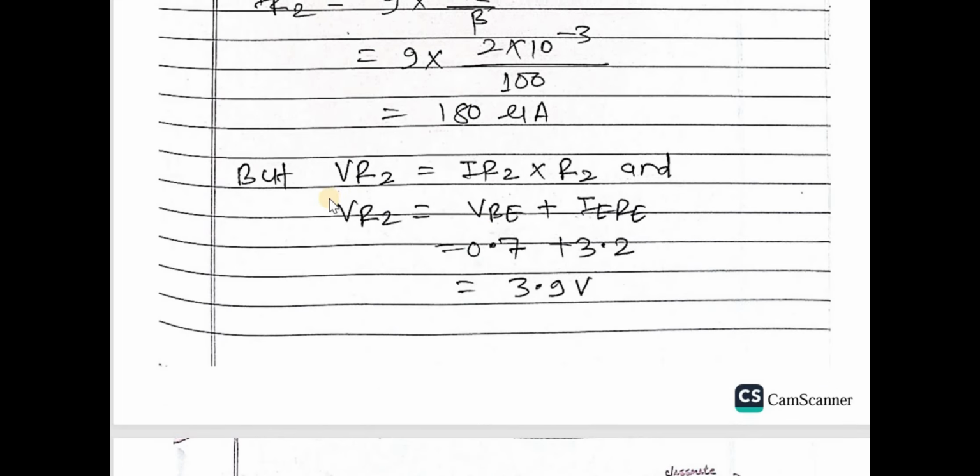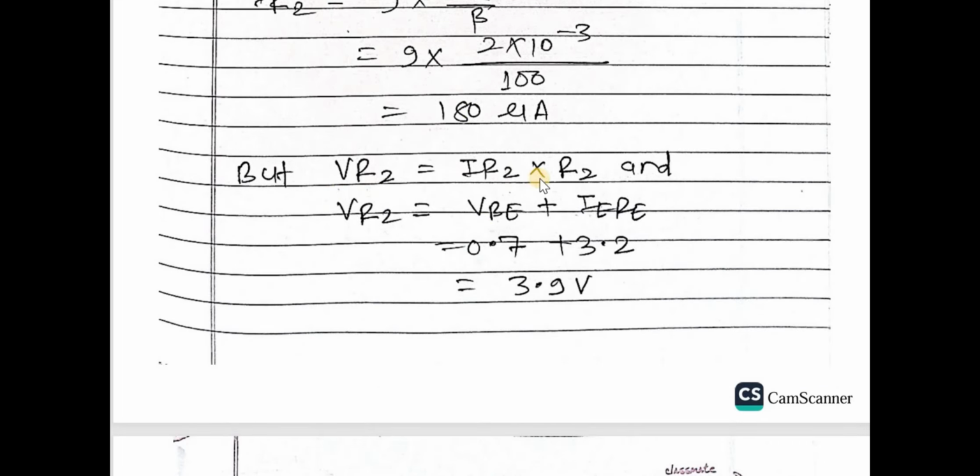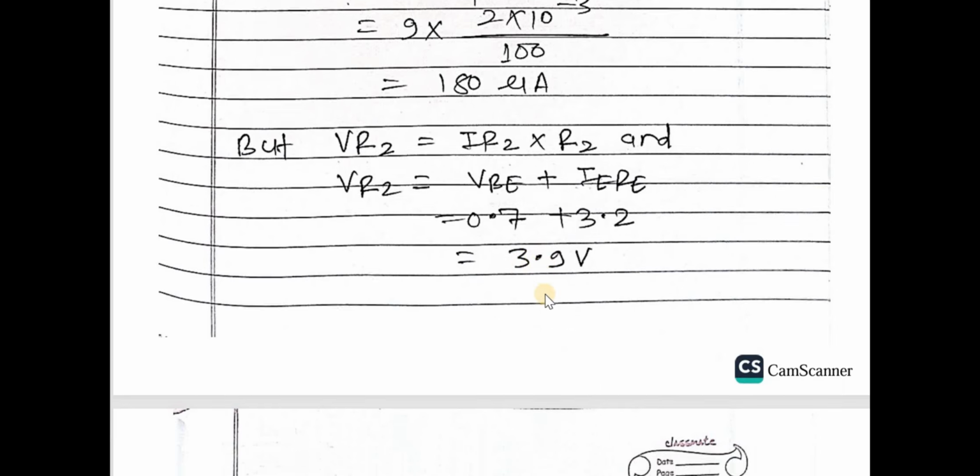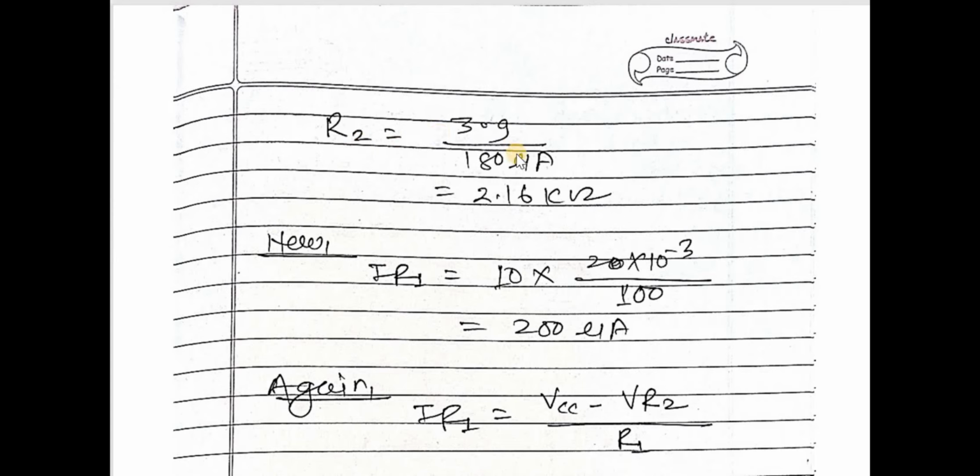But VR2 equal to IR2 into R2, and VR2 equal to VBE plus IE RE. Then put the value of VBE and IE RE, we can get 3.9 volt. Then R2 equal to 3.9 upon 180 microampere, that is 21.6 kilo ohm.